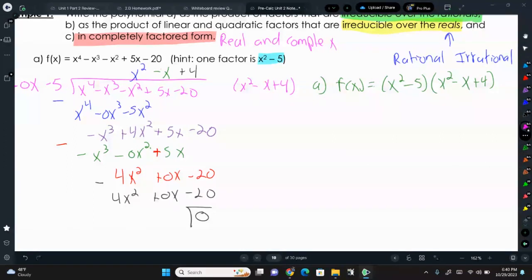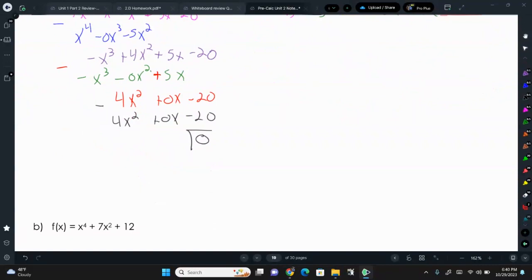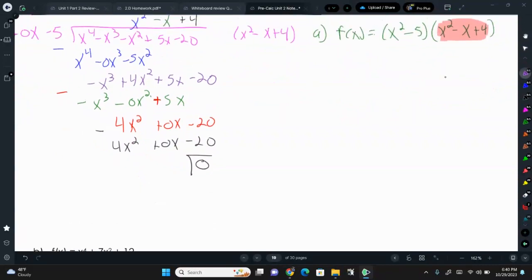All right, so now for letter B, it says a product of linear and quadratic factors that are irreducible over the reals. So I could have rational or irrational numbers. Well, I want to figure out what my solutions to this are. If they are complex, then for part B, I just leave that alone. So let's do the quadratic formula for that.